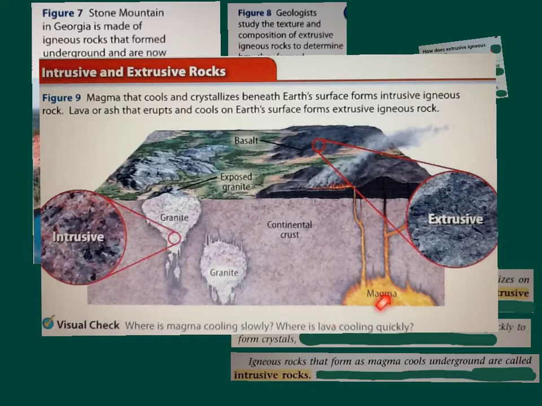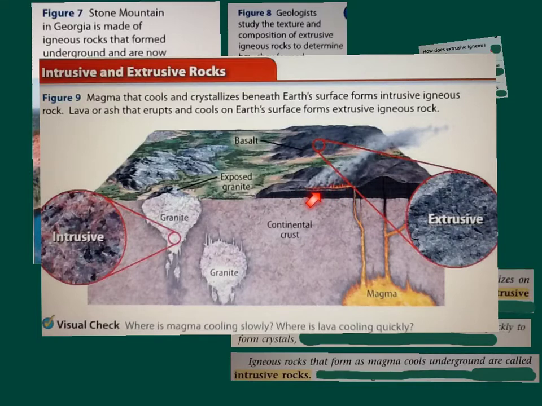Now the next question I have is, where is lava cooling quickly in this photo? Remember, lava is above ground. As we take a look at the photo, the magma comes up and hits the surface, where the liquid becomes lava. So right in here would be where the lava is cooling quickly. Lava is cooling quickly here on the surface.